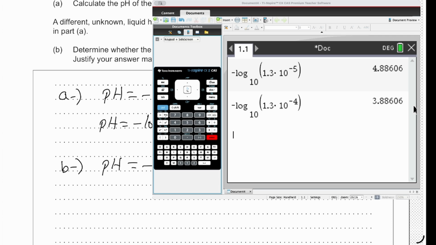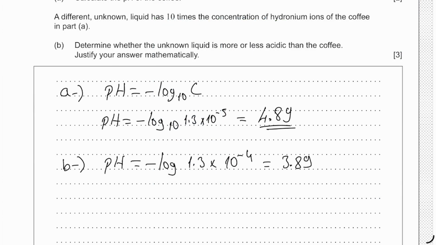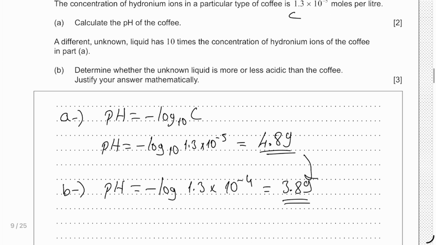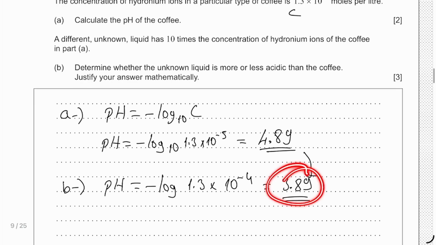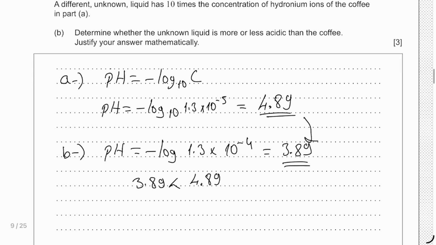3.89. Let's go to our question again. So what happens? We're going to use that a lower pH indicates more acidic, so this is a lower pH. Since 3.89 is smaller than 4.89, it is more acidic, right? The unknown liquid is more acidic.